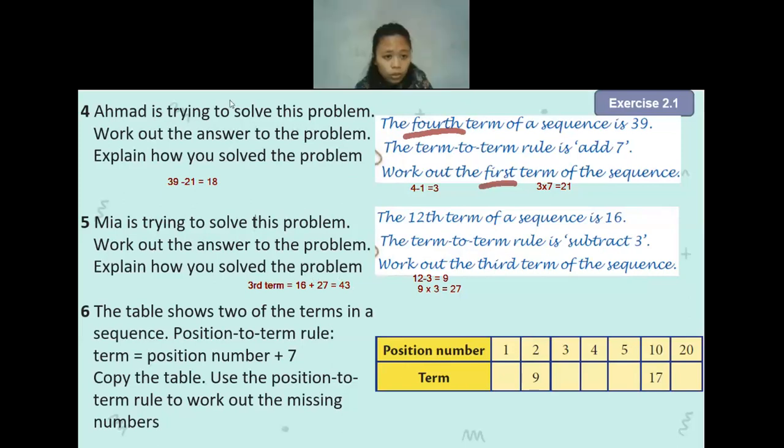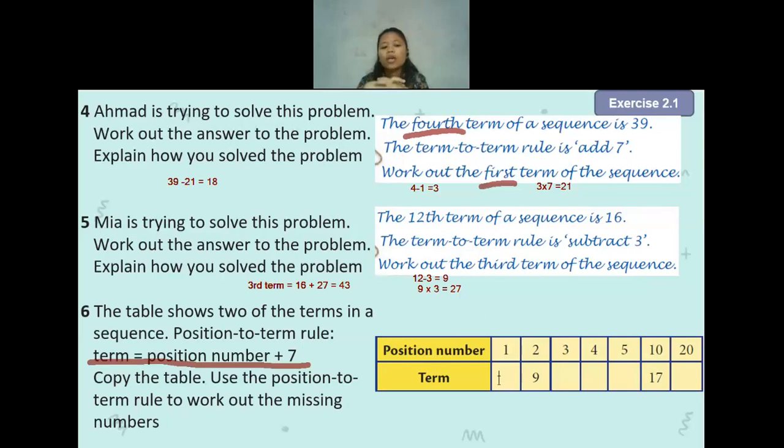Let us continue to this question, question 6. The table shows two terms in a sequence. We already have the position to term rule. Position to term rule is position number plus 7. So what number will it be for the first term? Anyone knows? Yeah, I can read the chat, but I do not reply to it. Okay, what is the first term?